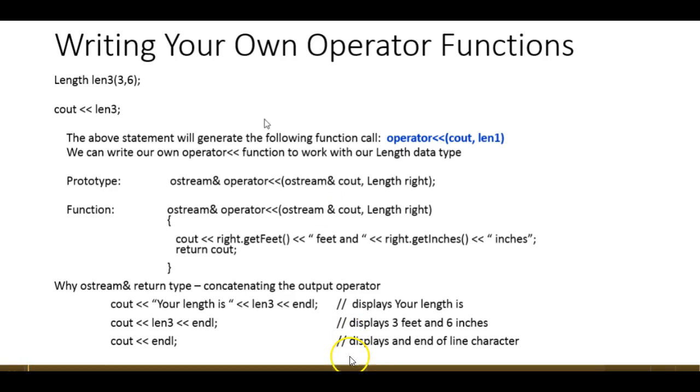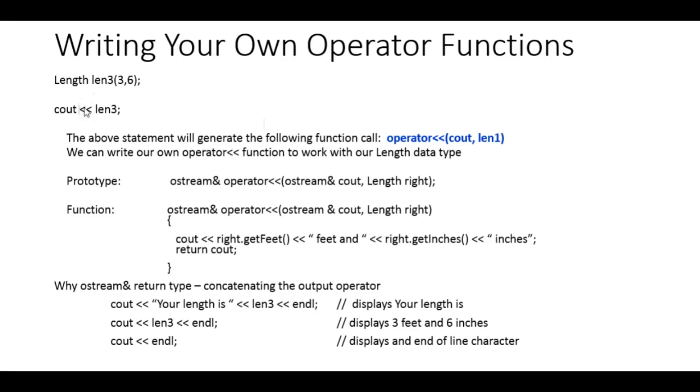For many classes, it's also helpful to overload the output operator or the input operator. So if we have a length3 that is 3 feet 6 inches, it would be nice if we could say cout length3. Right now we have a big line of code in our driver program that outputs the feet, then outputs the string feet, then outputs the inches, and then displays the word inches.